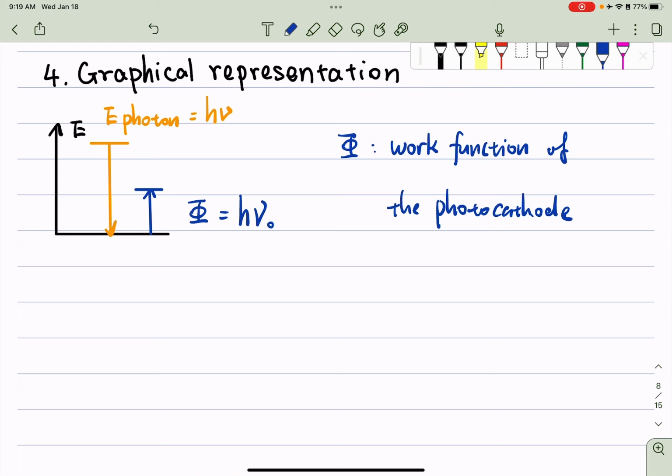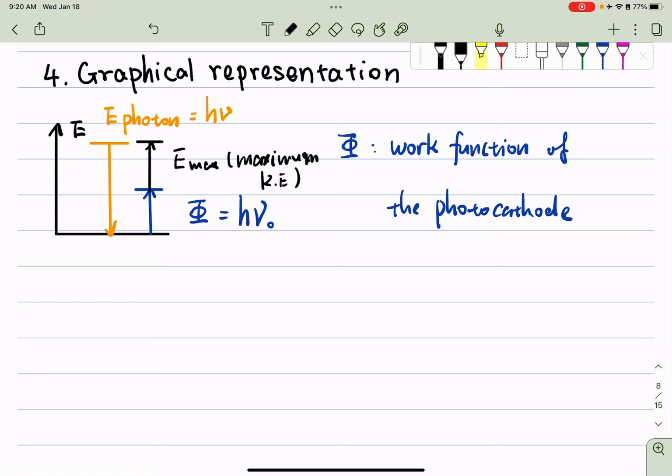Because of the conservation of energy, the electron now has more energy than it needs. So after it escapes from the surface of the metal, it's still going to have some kinetic energy. And that's what we are measuring in the photoelectric experiment. That kinetic energy, we call it Emax, or maximum kinetic energy. That's measurable in our photoelectric experiment.